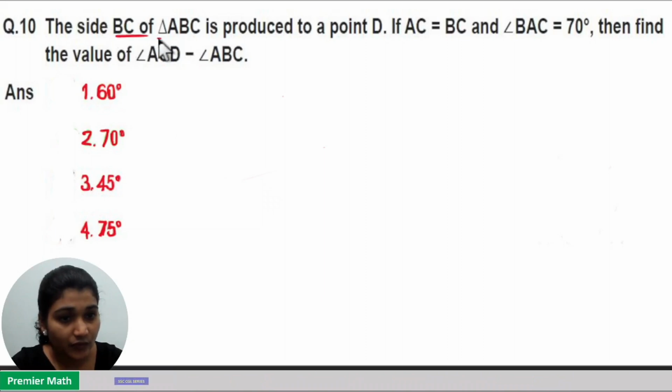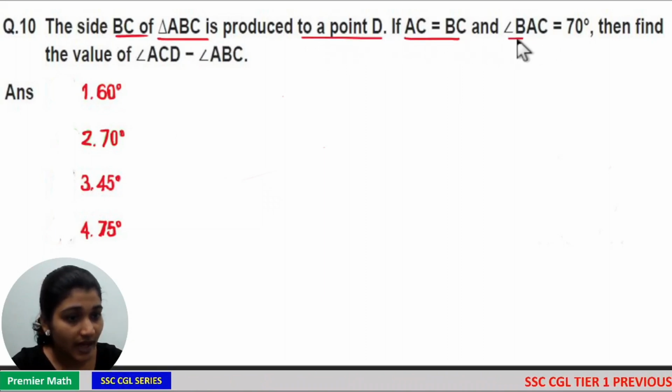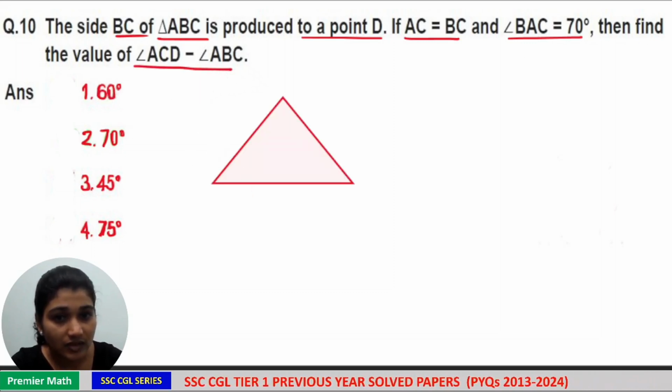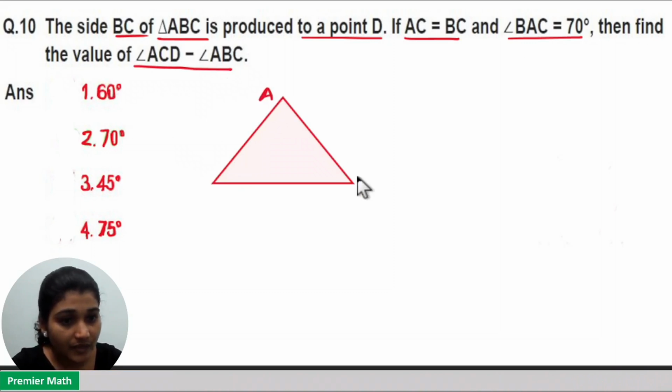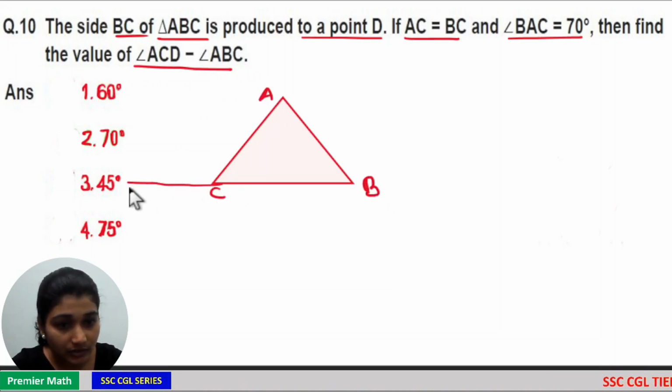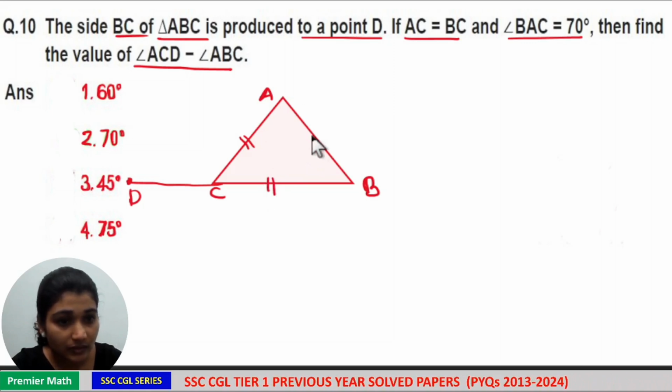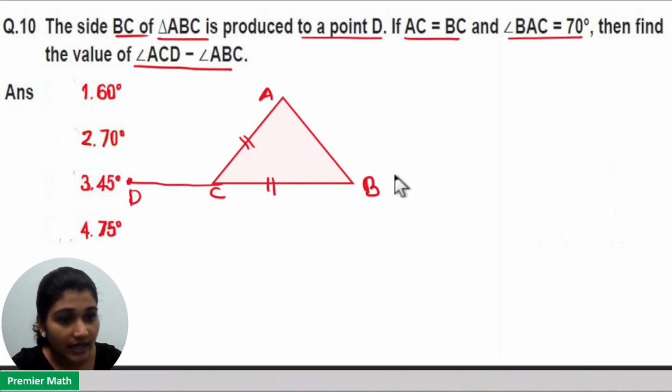The side BC of triangle ABC is produced to a point T. AC equal to BC and angle BAC is 70. Then find the value of angle ACD minus angle ABC. Here, if this is the triangle ABC, now BC is produced to D. This is point T. And AC equal to BC. And angle BAC is 70 degree.